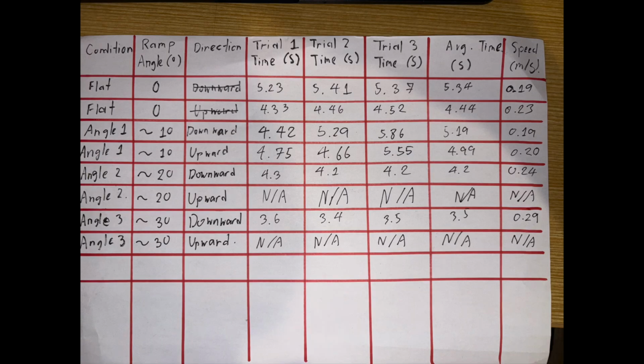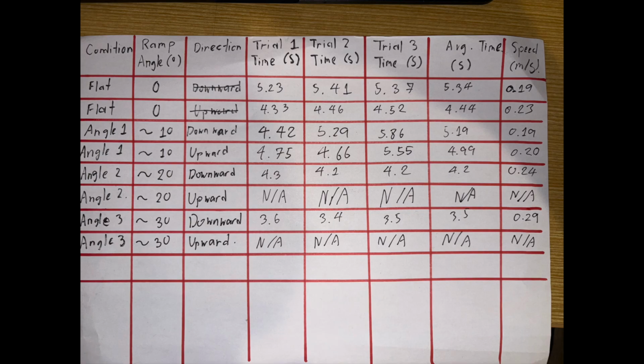Across all conditions, we recorded times, repeated trials for accuracy, and then calculated averages. We now look at the completed data table. Here are the average results. We also included flat ground as a baseline. With no slope, the sphero simply rolled at its normal motor speed without any gravitational help. This gave us a point of comparison for the angled runs.